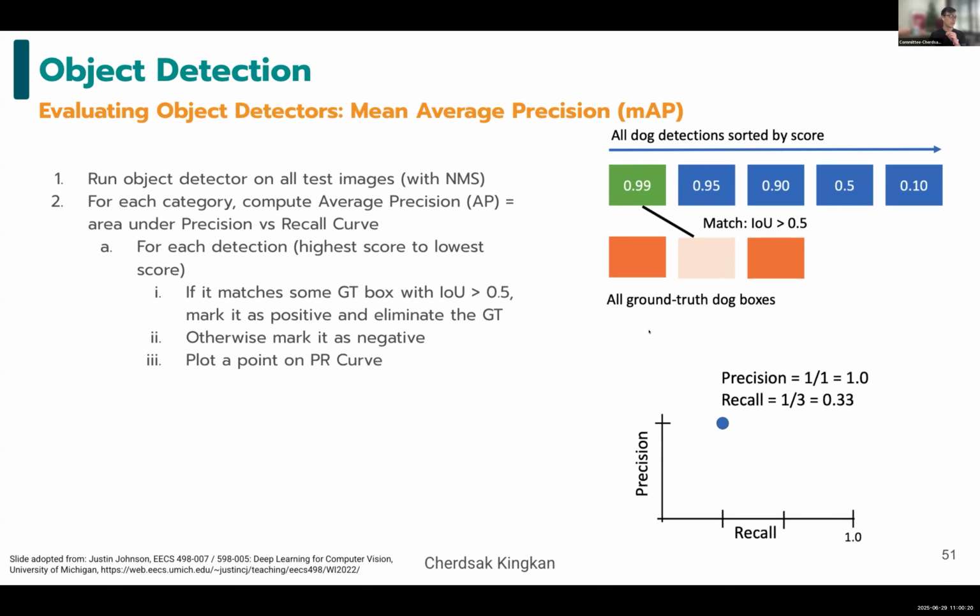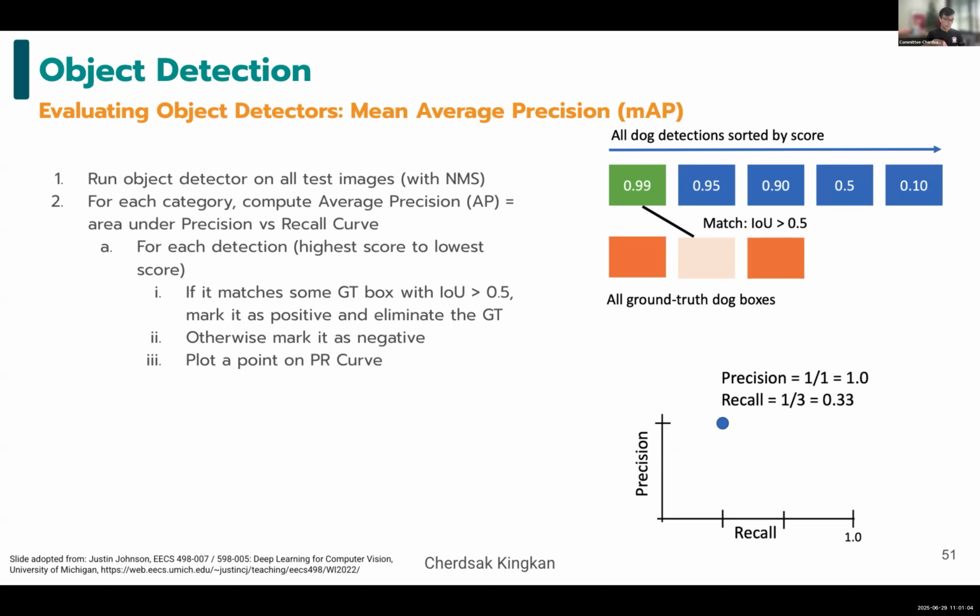Then we plot a point on the precision-recall curve. I hope you know what precision and recall are, right? From this, we calculate precision for just this one example. We are evaluating the first one, so the precision will be 1 divided by 1, which is precision 100. And recall is 1/3, right? Because we have these three ground truth boxes, and we have already detected one. Which means the recall is 1/3. We already retrieved that one ground truth.